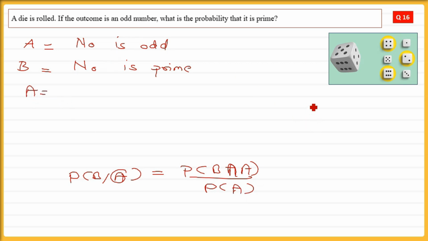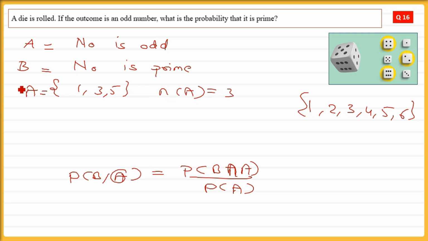A's number is odd. So in a die 1, 2, 3, 4, 5, 6, all these 6 numbers can appear face up. What are the odd numbers? 1, 3 and 5. These are the odd numbers. The number of elements in A is 1, 3, 5, so 3. In the B set, the number has to be a prime number. So 2, 3, 5 are the prime numbers.